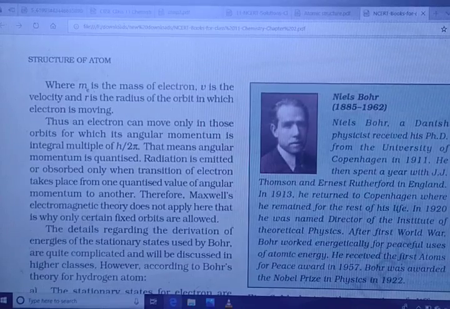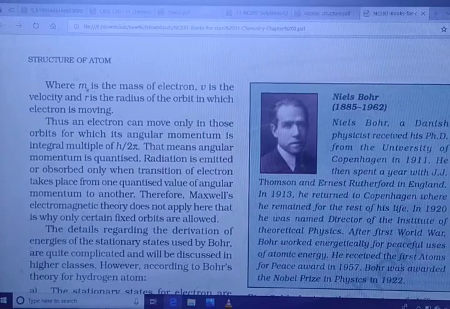Thus an electron can move only in those orbits for which its angular momentum is an integral multiple of h upon 2 pi. What does it mean? It means the electron can move only in those orbits whose angular momentum is an integral multiple of h upon 2 pi. That means angular momentum is quantized, and radiation is emitted or absorbed only when the transition of the electron takes place from one quantized value of angular momentum to another quantized value of angular momentum.